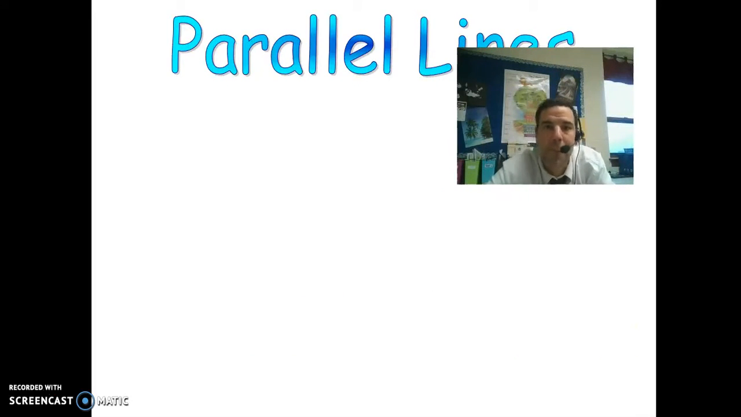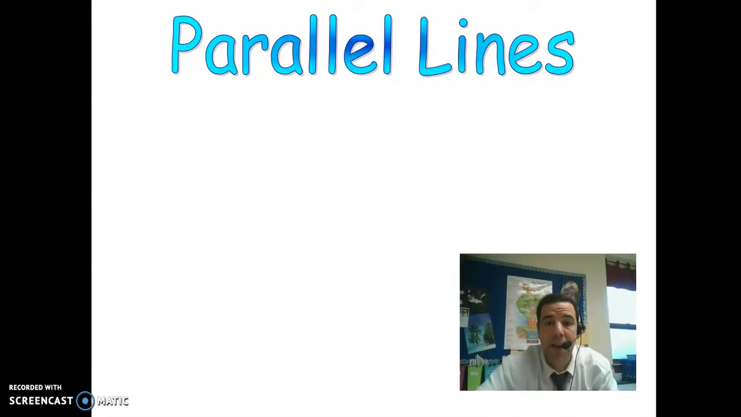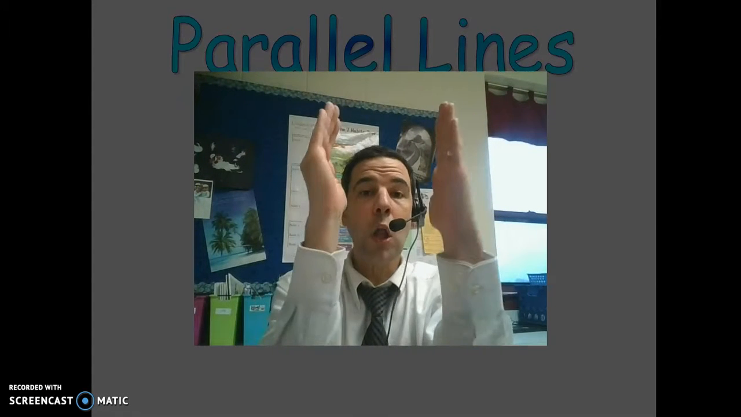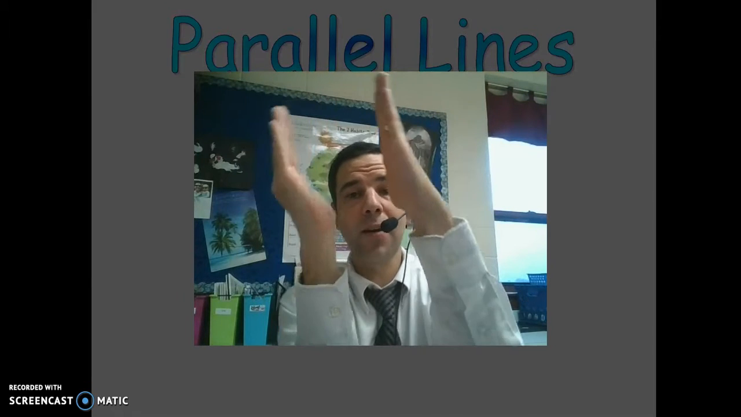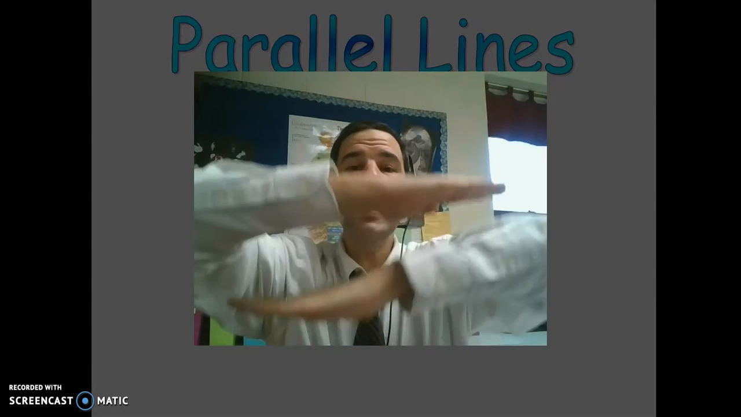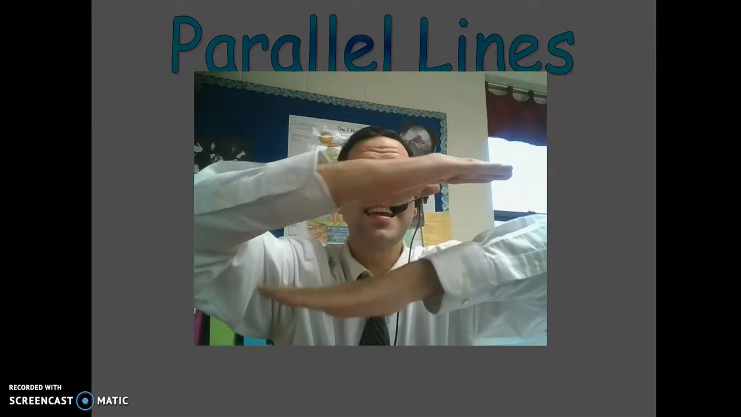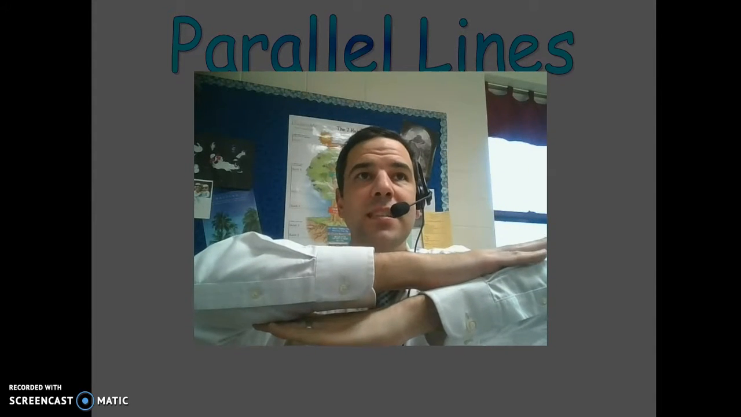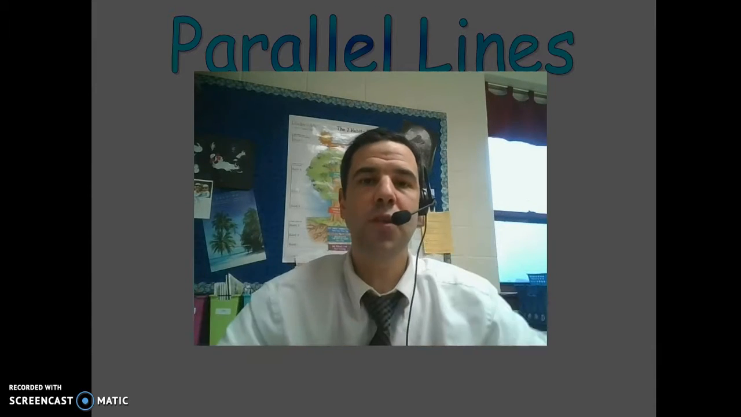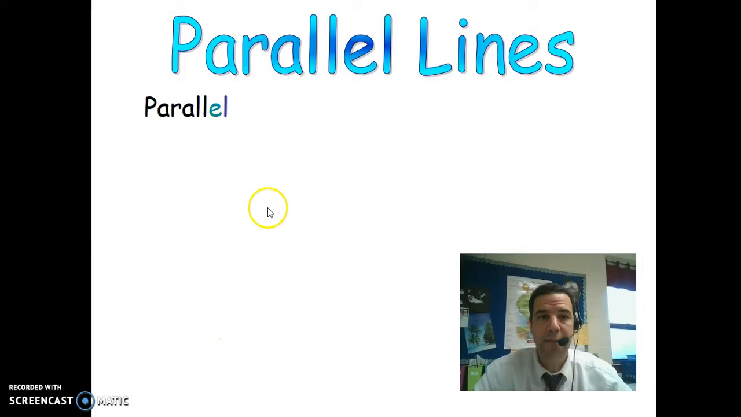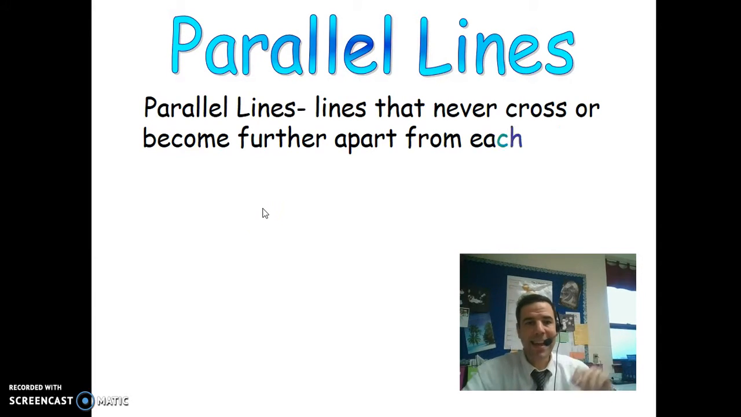First, let's look at parallel lines. You can see that parallel lines, based on my hand and body motions, let me make it a little bit bigger, look like this. They can go up and down, they can go diagonal, they can look like an equals sign, but as long as they go on in both directions and never actually touch, they're not sitting on top of each other, and they will never eventually cross each other, then you're talking about parallel lines. That leads me to the definition. Parallel lines are lines that never cross or become further apart.